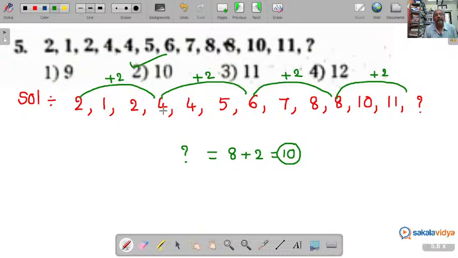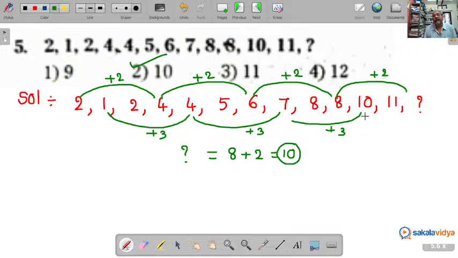So this also: 1 plus 3 is 4, 4 plus 3 is 7, 7 plus 3 is 10, but we do not require it. Actually here the next number you will get is 10 plus 3 is equal to 13. So if the next number is also missing, we can find that out with the help of other patterns also, but one pattern is enough.